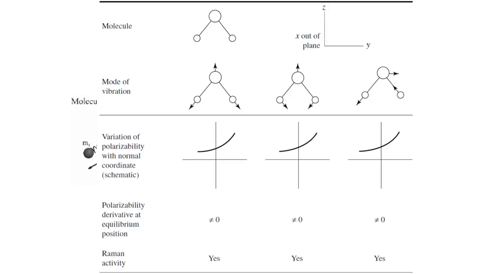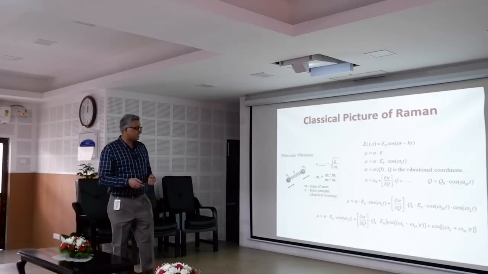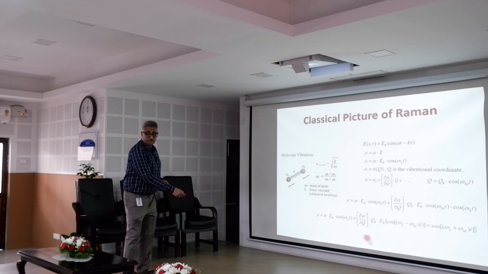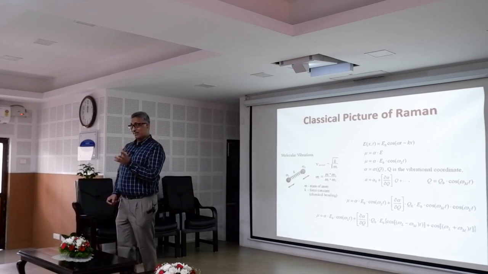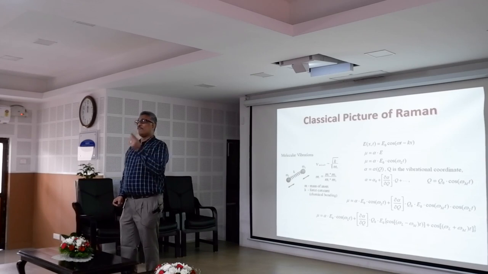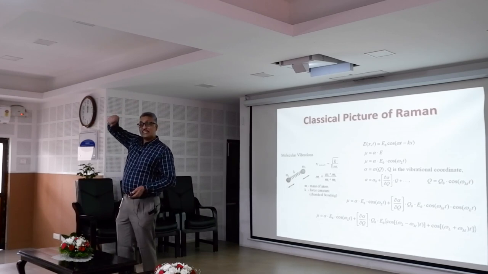Right. Now, when vibrations happen, I told you about polarizability, right? When will it be Raman active? There is a concept called Raman active and Raman inactive. Not every vibration need be Raman active, because the reason is that there is something called dou alpha by dou q. I don't know whether you remember your mathematics. What is the differentiation of a function? If you have a function you have plotted, differentiation is the tangent drawn at any point.